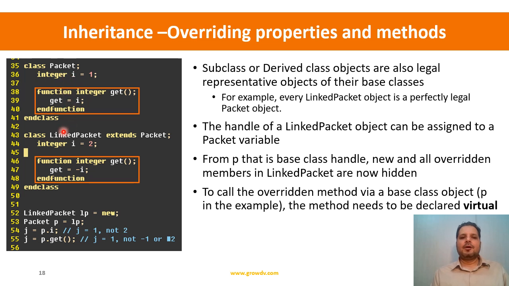Very simple. Next, I have a class linked packet which is extending, which is inheriting the packet, and then I'm overriding the property itself. I'm saying integer i equal to 2, I've changed the value. I'm overriding this particular method function, so I'm saying function integer get, and the prototype, the function declaration, is always the same. I'm saying get equal to minus of i, so I'm just changing it slightly and I'm ending the class. So I have now the extended or the derived class.